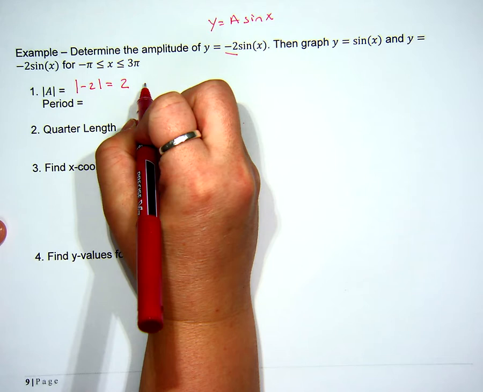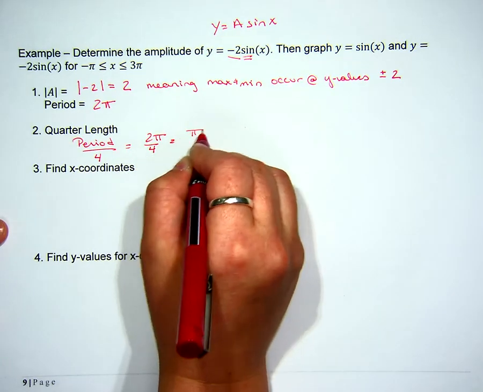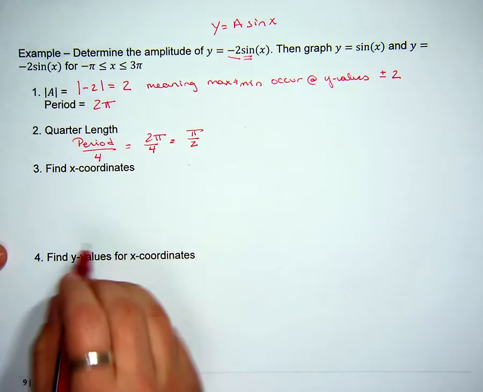Meaning the max and min occur at y values plus and minus 2. The period of the sine function is 2 pi. The quarter length is your period divided into 4. So 2 pi divided by 4, or pi over 2.